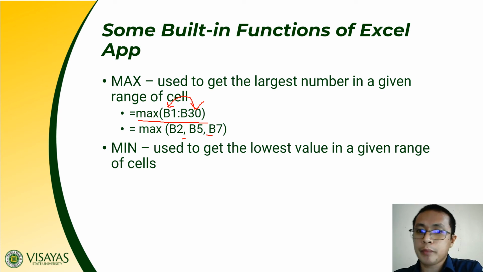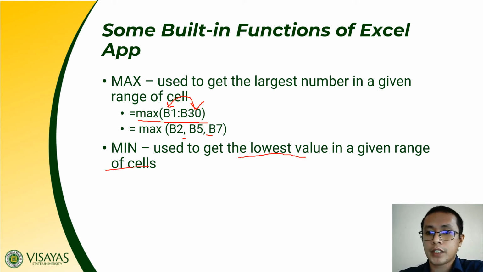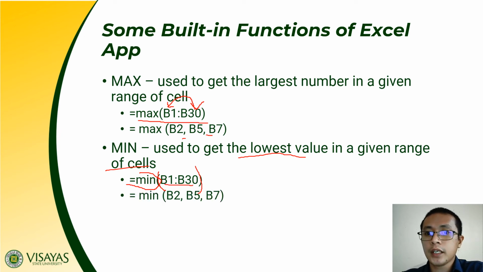Then if you have your max, you also have your min function, which will retrieve your lowest value in a given range of cells. So to use the min function, type your equal sign and then the min function and then your range of cells, say for example from B1 to B30. But then again, if they are not consecutive, you need to specify every cell address where the min function is to be applied.